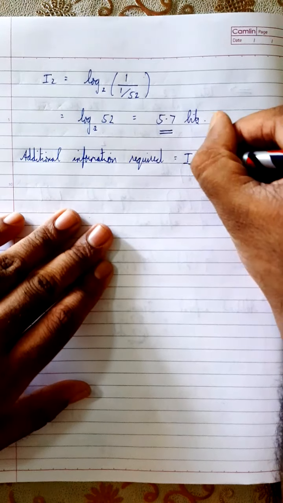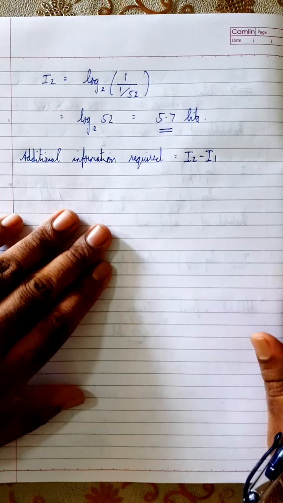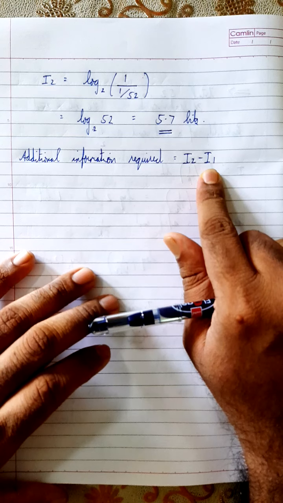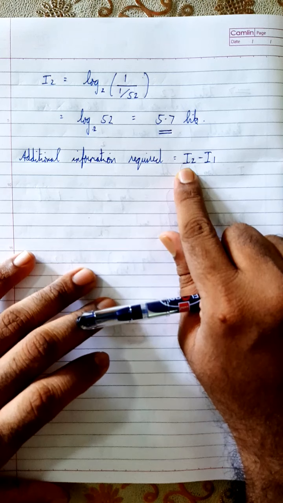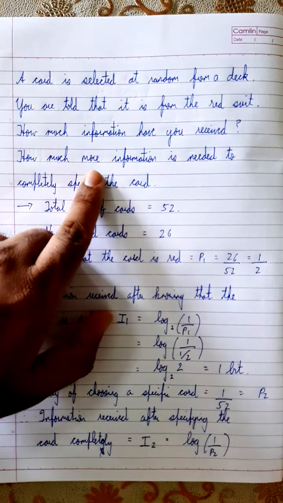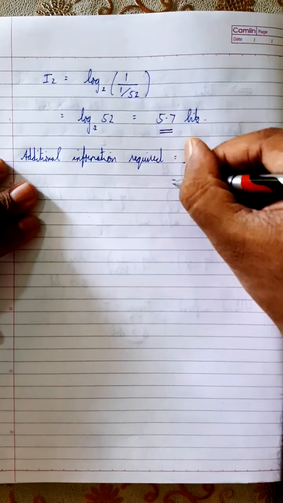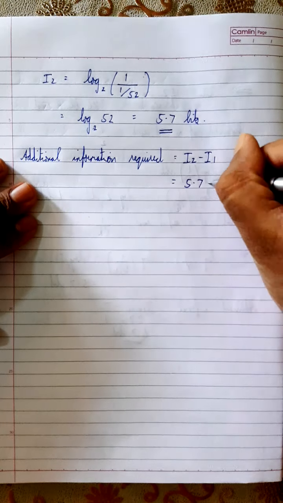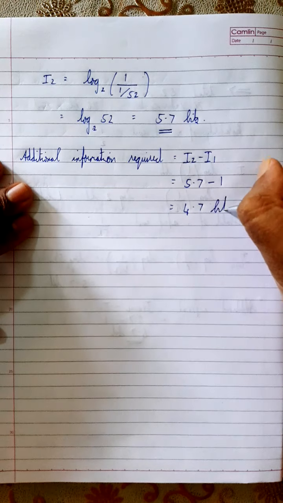I2 minus I1, right? Why? Because I1 is the information received after knowing that the card is red, and I2 is the total information received if you know everything about the card. The question asks how much more information is needed, so we subtract the two informations. So this is 5.7 minus 1, which is equal to 4.7 bits.